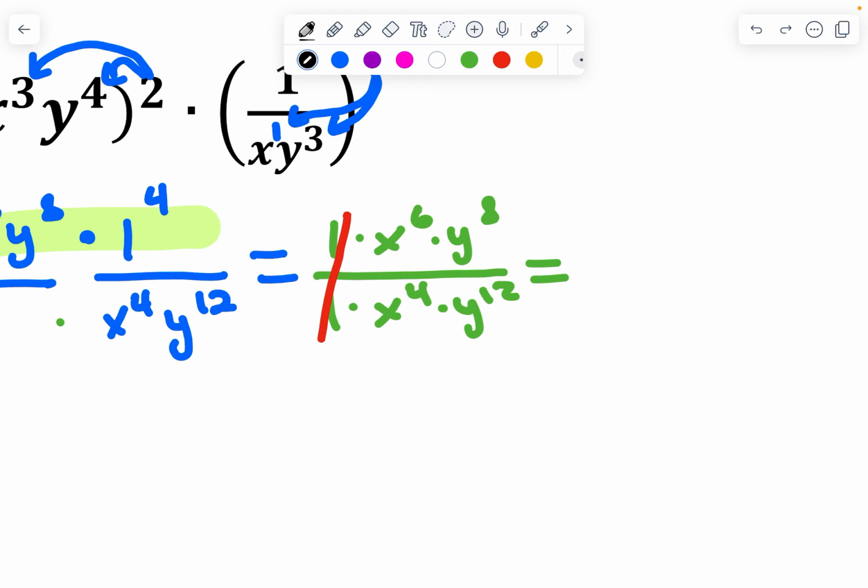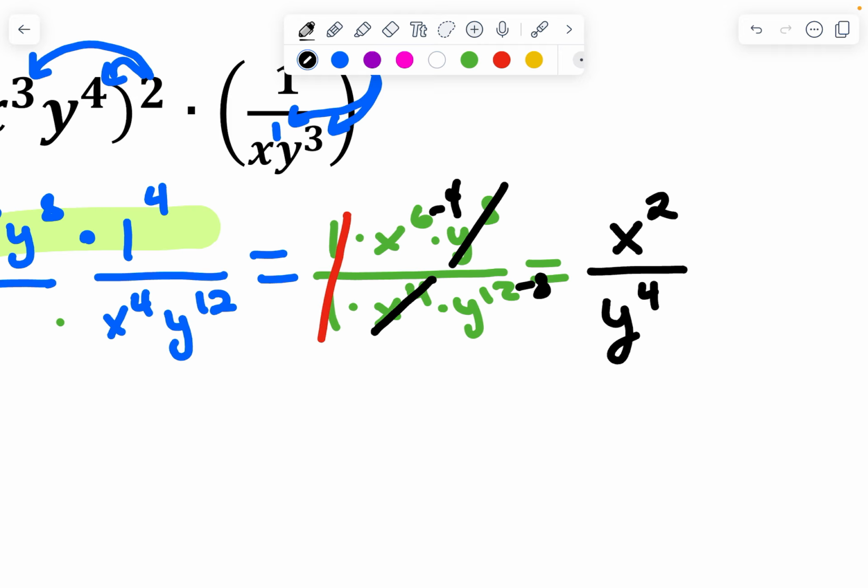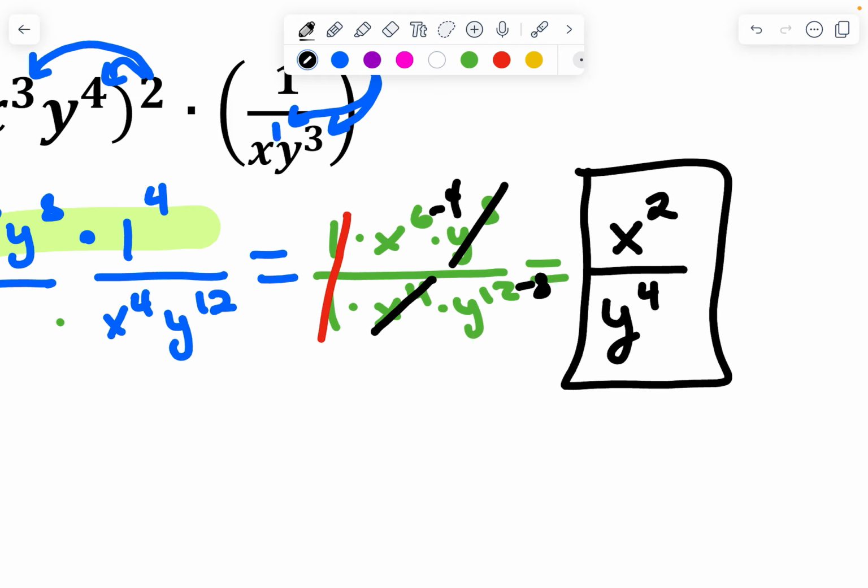Now we can simplify my x's. So x on top is bigger than the bottom, so it's going to go on top. I'm going to cancel 4 here with 4 up top, so that's going to leave me with 2. Y at the bottom is bigger than y on the top, so I'm going to cancel the one on top. 12 minus 8 down here gives me 4. And that is my final answer.